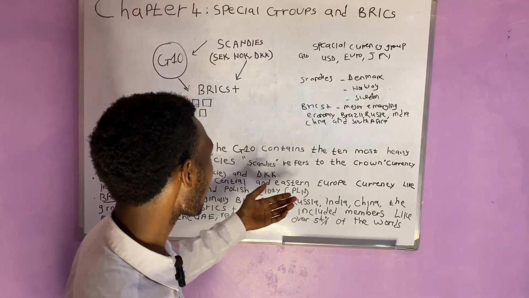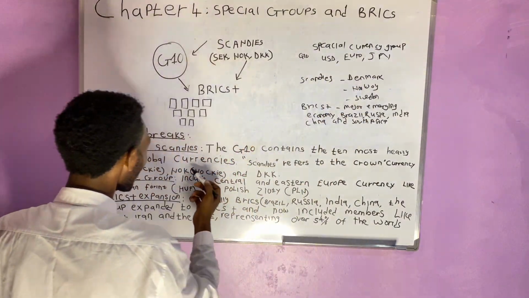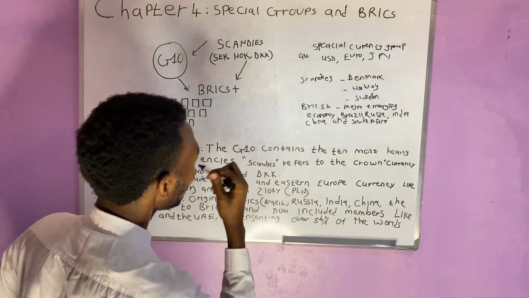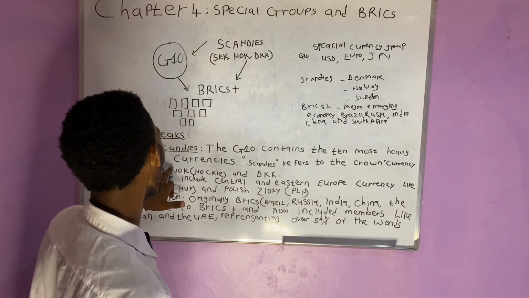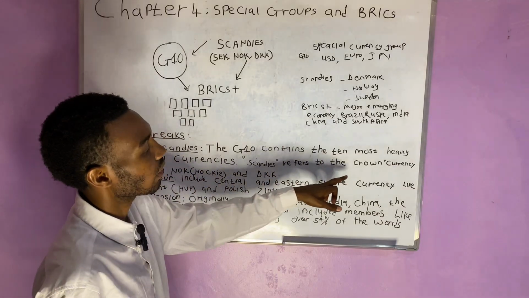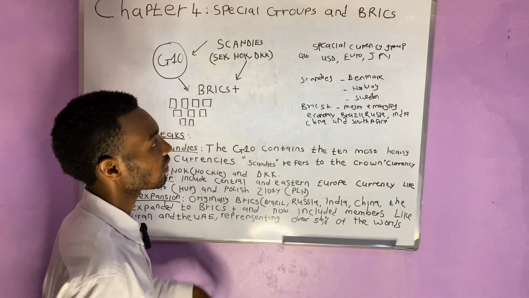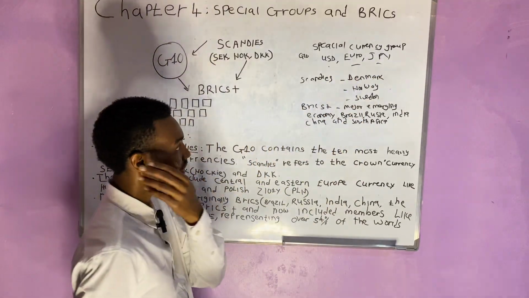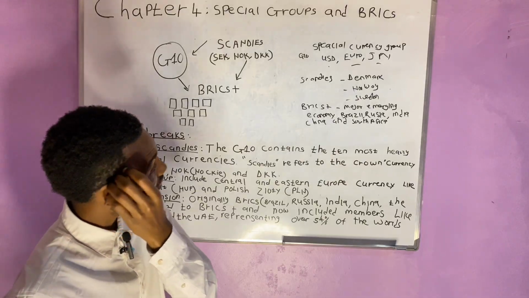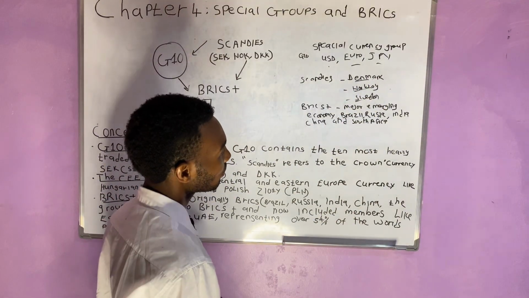That is why they are given the names. You can see the G10s. They are called Scandis. That is the global currency. Scandis refers to the krona currencies, the Stockies, Nokies, and DK. Special currencies could be the USD, the Euro, and JPY. The Scandis, this means they are Denmark, Norway, and Sweden.